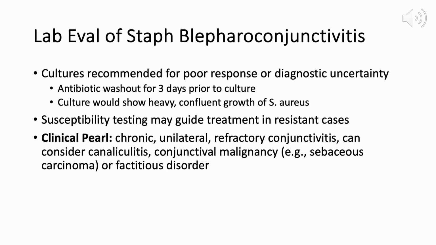Here's a clinical pearl. If you encounter chronic, unilateral, and refractory conjunctivitis, you should broaden your differential. Consider canaliculitis, conjunctival malignancy such as sebaceous carcinoma, or even a factitious disorder. Keeping these possibilities in mind can help avoid missed or delayed diagnoses in atypical cases.